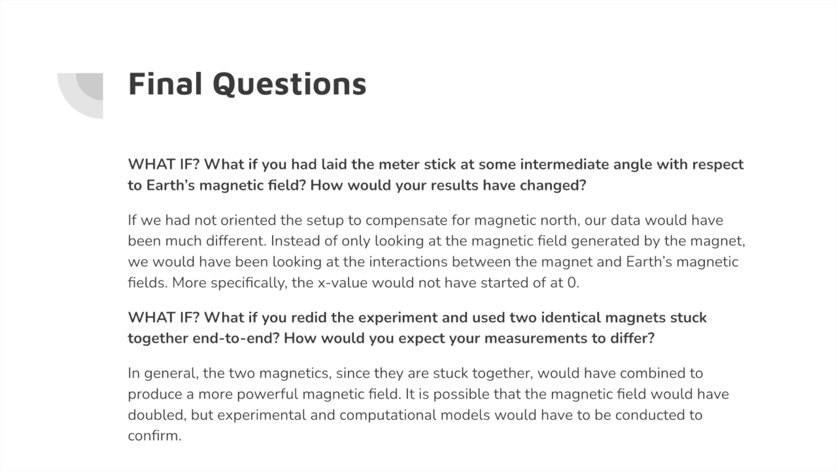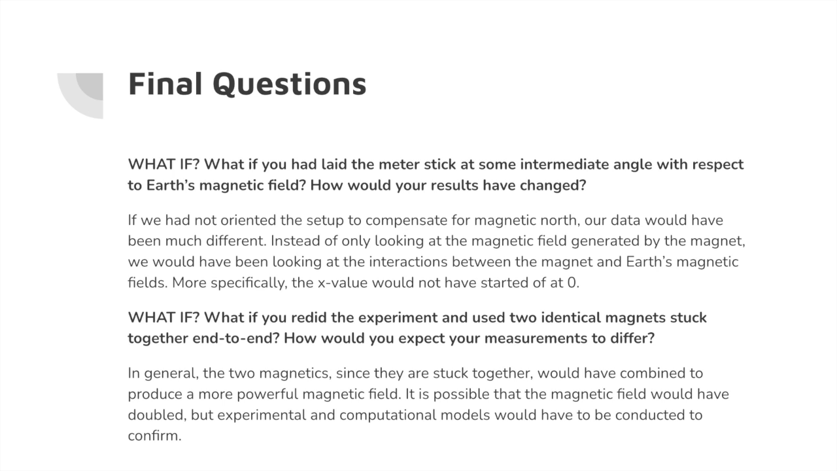The first asks what would happen if we had laid the meter stick at some intermediate angle with respect to Earth's magnetic field. Overall, if we had not oriented the setup to compensate for magnetic north, our data would have been much different. Instead of only looking at the magnetic field generated by the magnet, we would have been looking at the interactions between the magnet and Earth's magnetic fields. More specifically, the x value would not have started at 0.